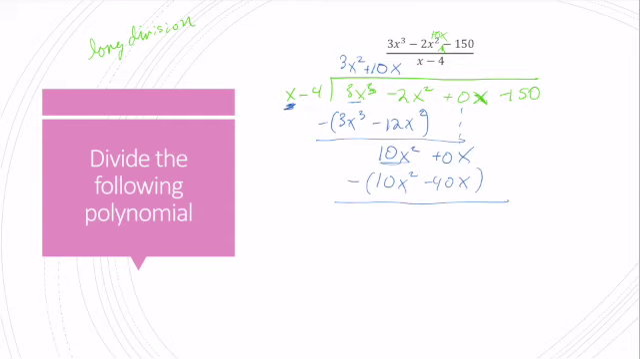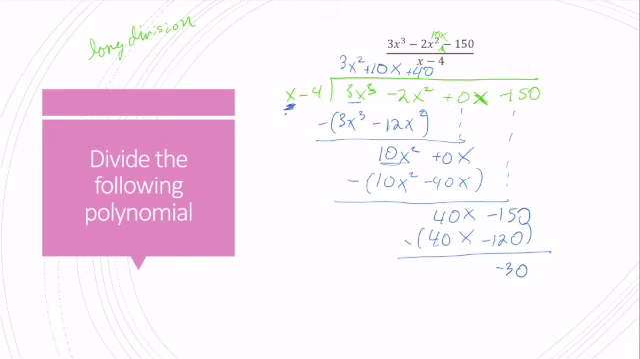I subtract this. That gives me 40x minus 150. Now I say, okay, what do I multiply x by to make it look like 40x? The answer is going to be 40. So I have 40 times x is 40x. 40 times negative 4 is negative 120. I subtract these from each other, and I'm left with negative 30.